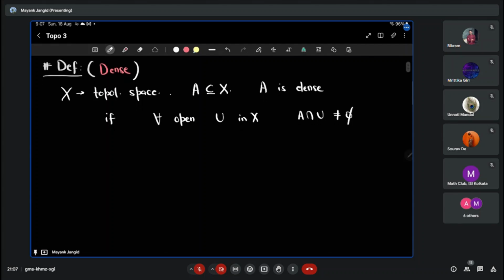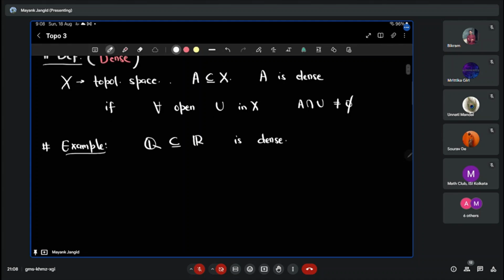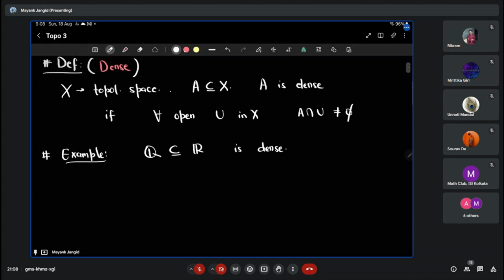Just for the sake of an example, Q as a subset of R in the Euclidean topology is dense, because you take any open set, it will contain a rational number. That is why Q is dense in R. Fine. Another definition.